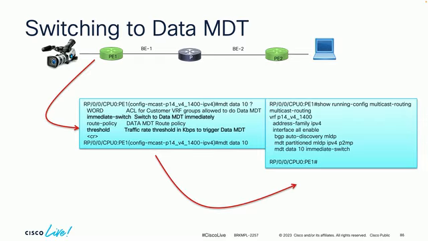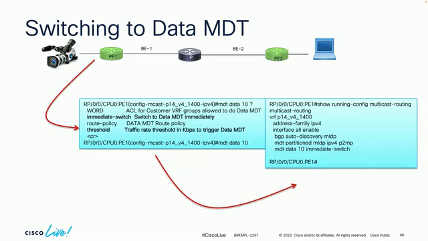When you configure data MDT, there are two ways to switch any flow into data MDT. One is threshold. This is where you say that if the bandwidth of a flow goes above and beyond X PPS, I want to build a new tree. I don't want to send it to everyone. The second one is immediate switch. When you say immediate switch, it means that as soon as I receive a join, I'm going to move to a new MDT immediately. These data MDTs are nothing but you creating 10 different trees here.